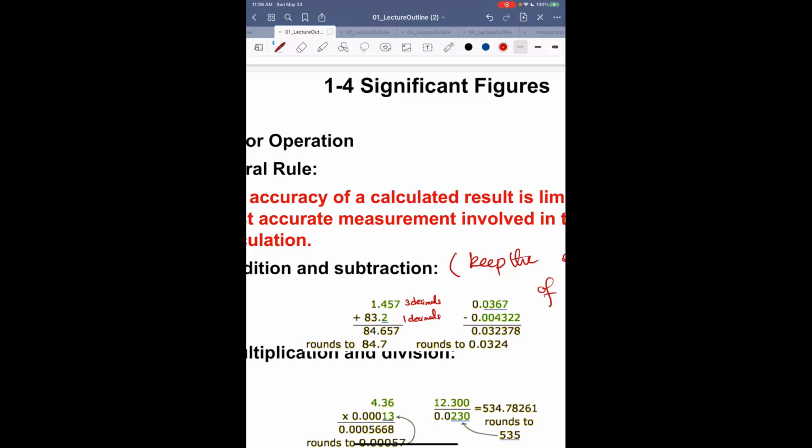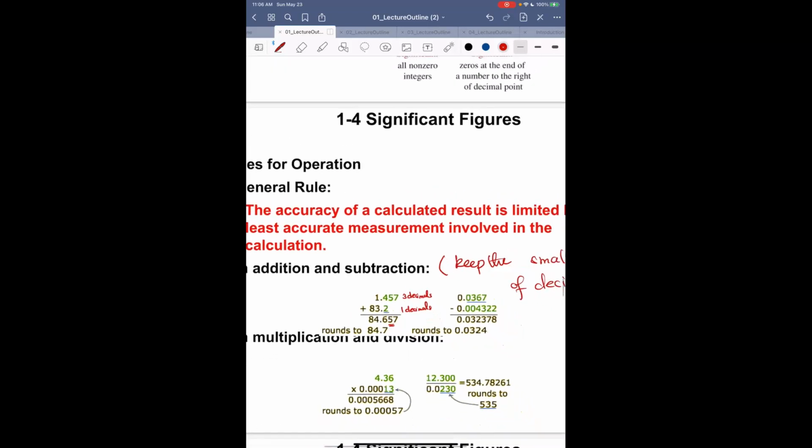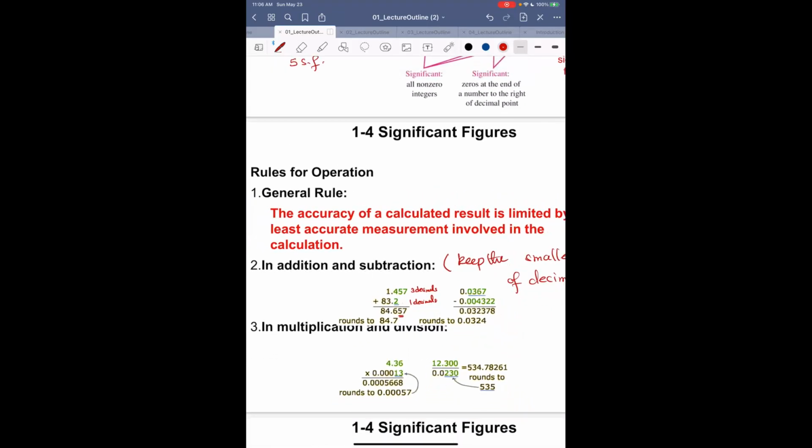Then you are going to add, and then you are going to round. Because this digit is 5 or more, the result is going to be 84.7. For subtraction, again, it's the same rule, because subtraction and addition are the same. Then again, you're going to subtract, and here the smallest number of decimals is 4. Then I'm going to keep my numbers to 4 decimals, not 4 significant figures.